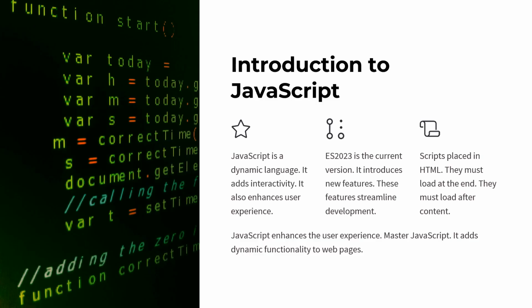JavaScript is a powerful and dynamic programming language that plays a crucial role in web development. It enables interactivity, allowing users to engage with websites beyond just viewing static content. With JavaScript, developers can create dynamic elements such as animations, form validations, and interactive features that enhance the overall user experience. The latest version, ES 2023, introduces new features that streamline development, making JavaScript more efficient and easier to use. These updates improve performance, simplify coding, and provide modern solutions for web applications.